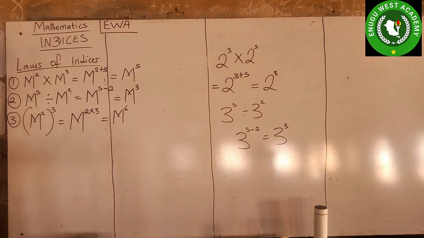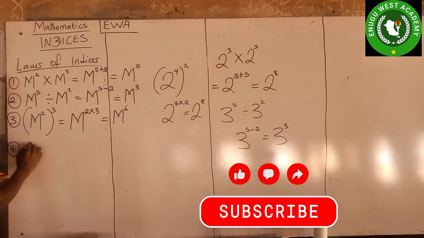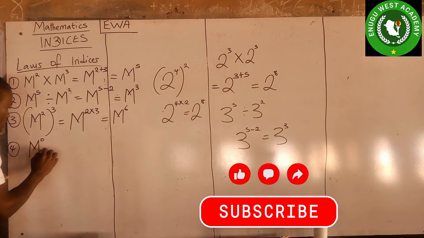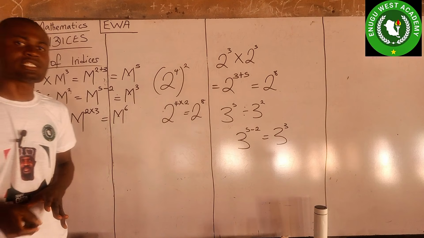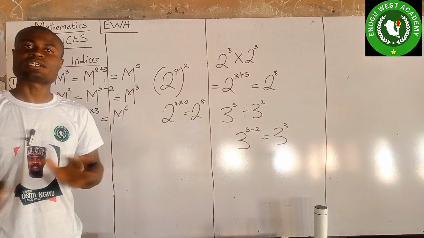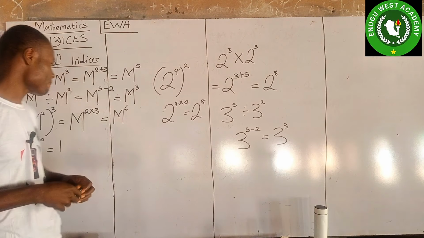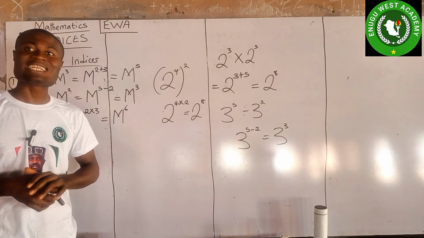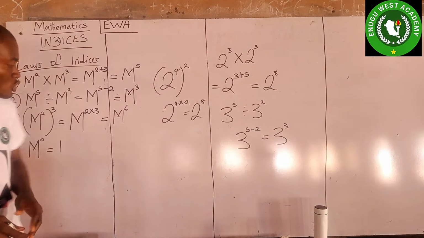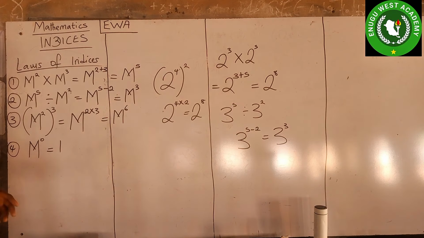Now, the next one is called the zero index. If you have m raised to power 0, it will be 1. Anything raised to power 0 is 1. Whether 100 billion raised to power 0, or 2 billion raised to power 0, anything raised to power 0 is 1. So we call it the zero index.